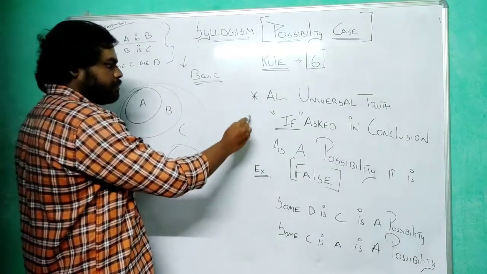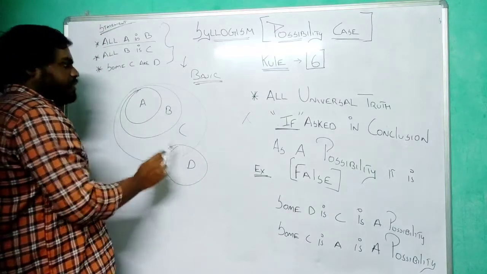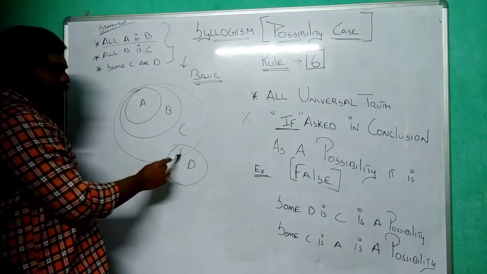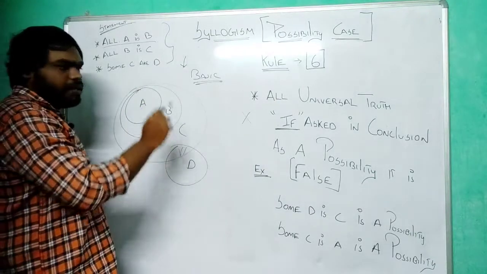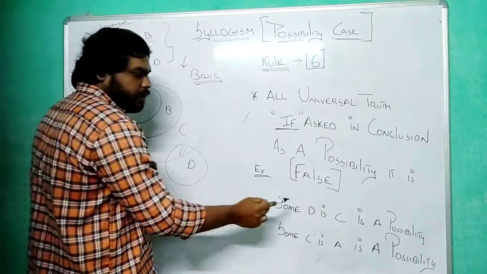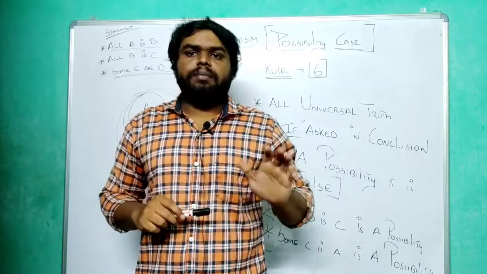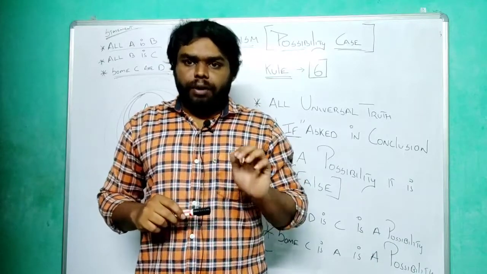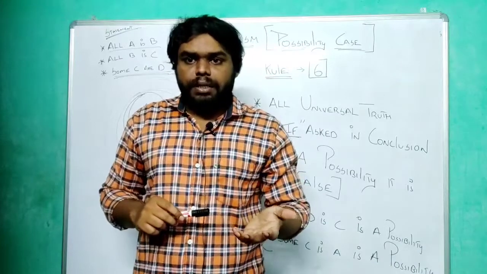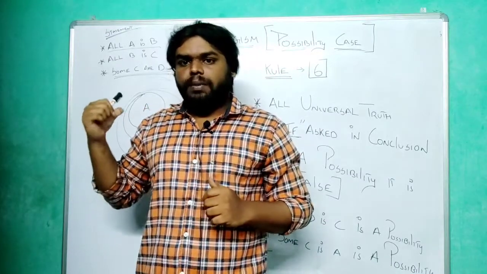Why? Because we 100% know that some D will be C because some C are D. So they will be connected, and we know as a matter of fact it is 100% truth. It is a universal truth, but it is asked in a possibility. I have to give an example. If I know a person and his name is Ajay, and again I ask whether your name is Ajay, that is an awkward statement, right? That is what I'm trying to explain here.